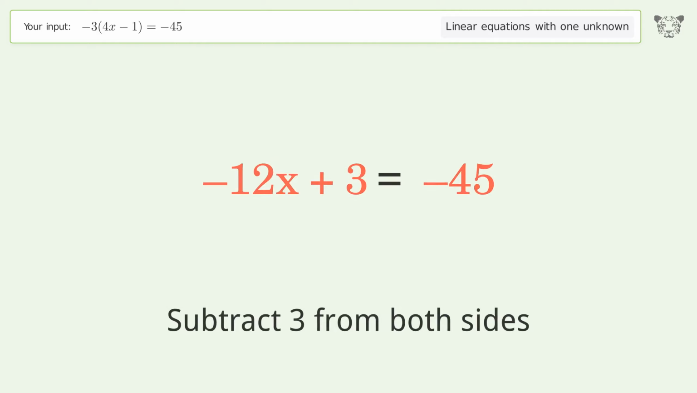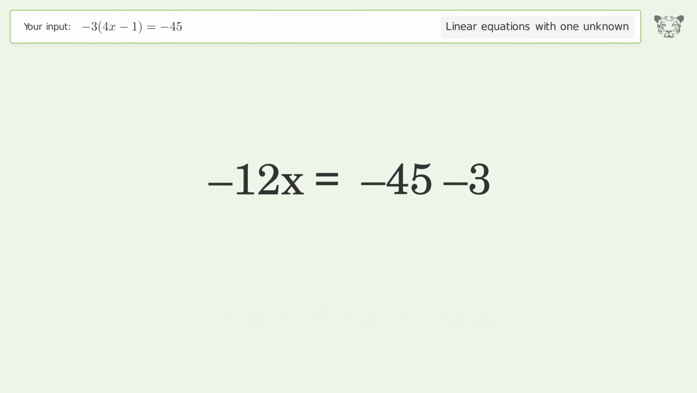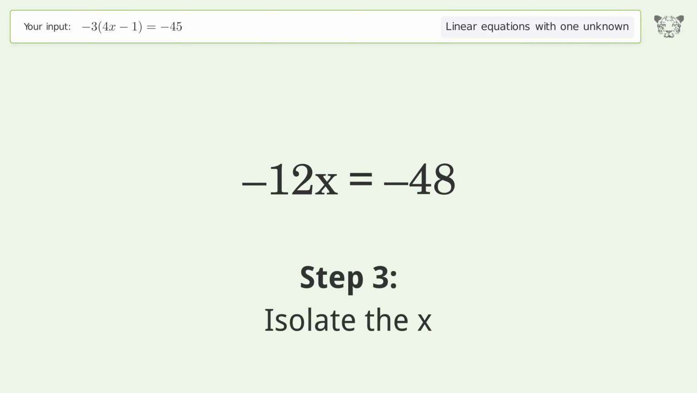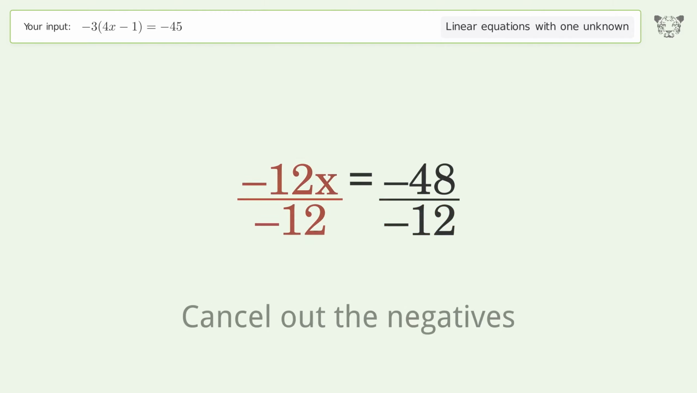Subtract 3 from both sides. Simplify the arithmetic. Isolate the x. Divide both sides by -12. Cancel out the negatives.